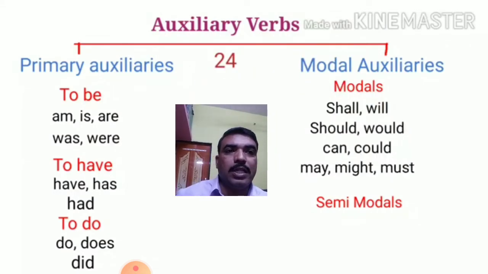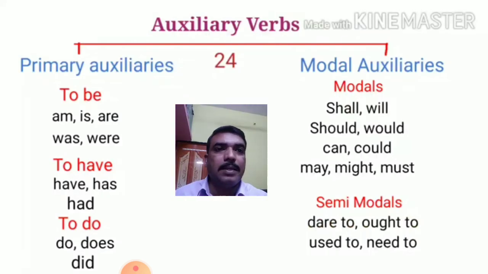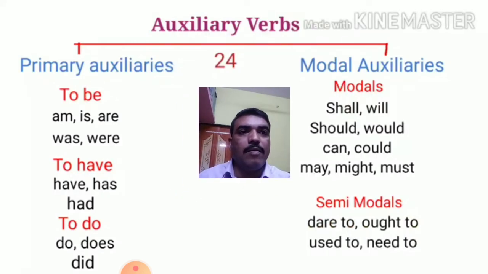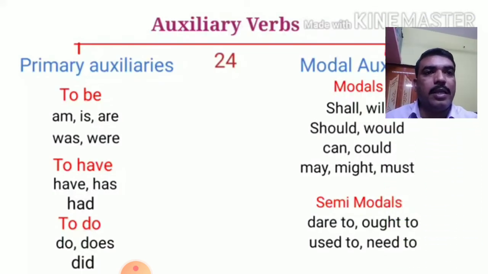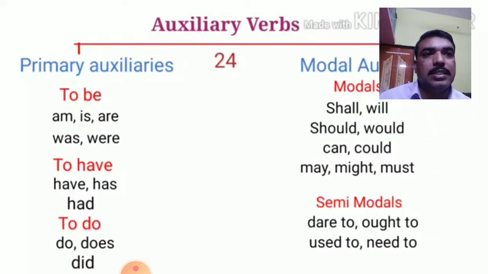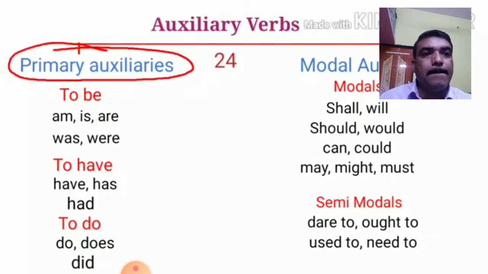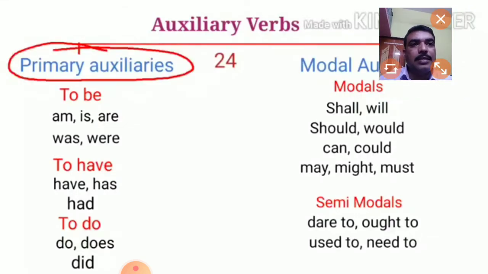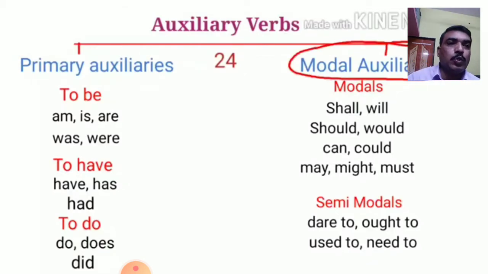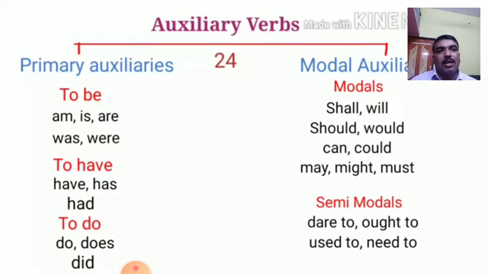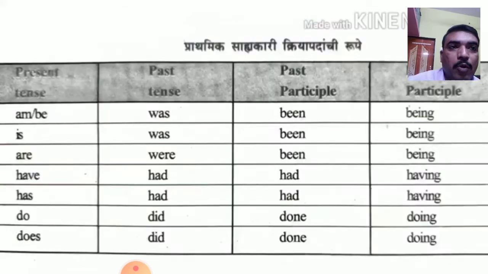Again, if you see in modal auxiliary, which has shall, will, should, can, could, may and might. These are some modal auxiliaries. Semi modals: dare to, ought to, used to, need to. These are also included in the modal auxiliaries. In modal auxiliary, there are two types. First is the modals and second is semi modals.